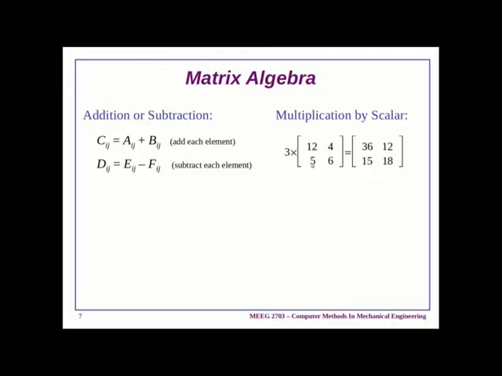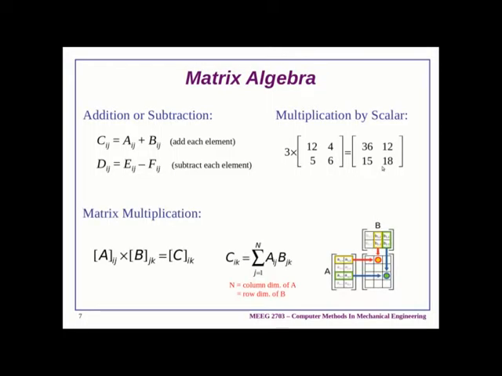So here I've got 12, 4, 15, and 6 as the components of my matrix. If I multiply them all by 3, I get 12 times 3, which is 36, 3 times 4, which is 12, 3 times 15, which is 45, and 3 times 6, which is 18. Alright, so that's how we do multiplication by a scalar. Then there's matrix multiplication, which is a little bit more complex, but pretty simple. If you're not familiar with it, go back and watch my video on matrix multiplication.